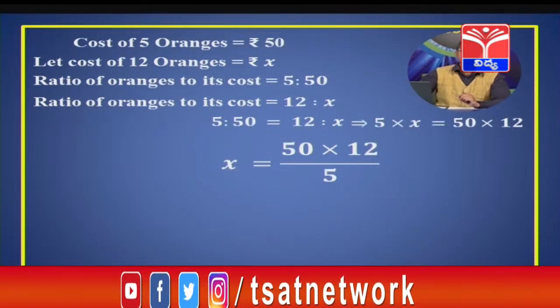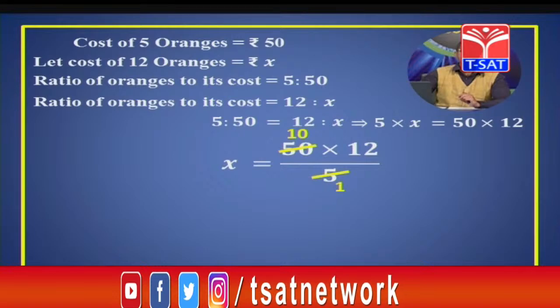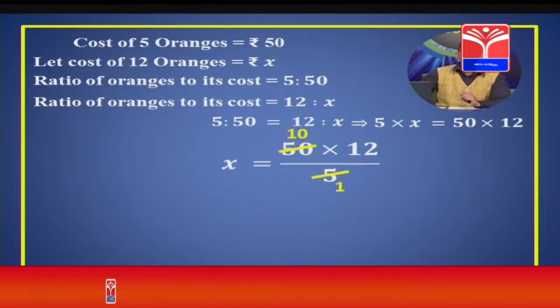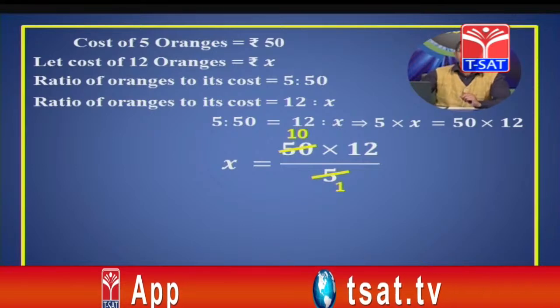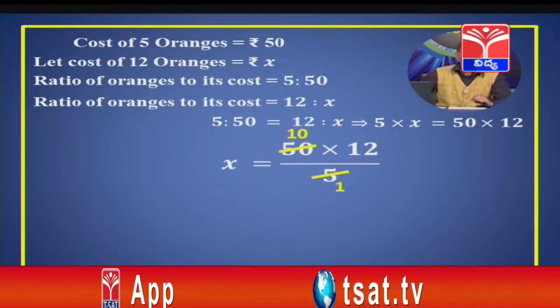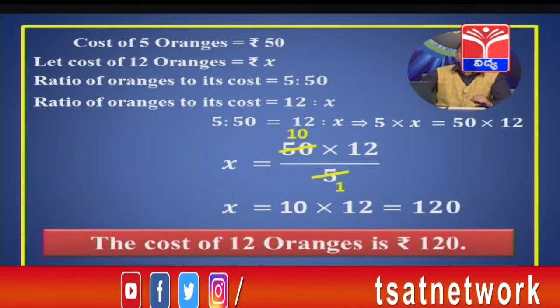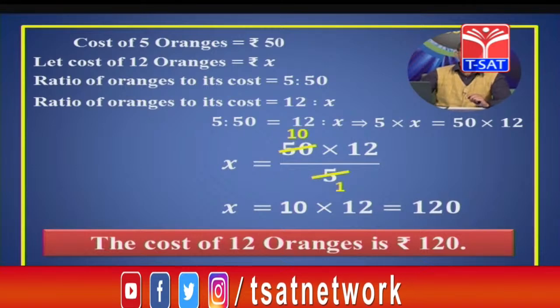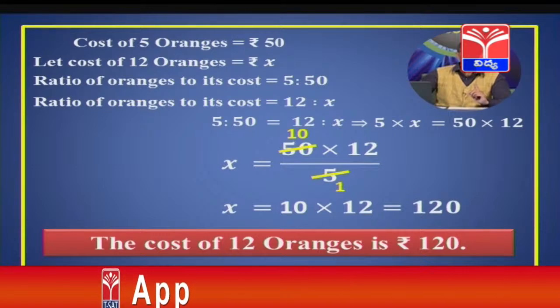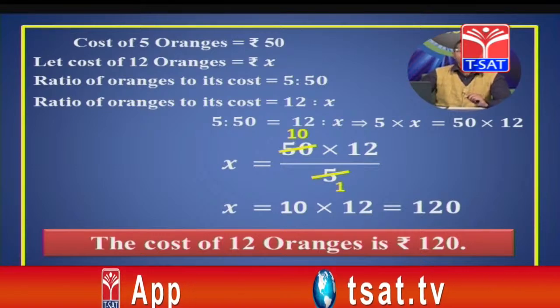Now, let us simplify this. Now, 5 goes 1 time and in 50 it goes 10 times. So, what is left now? 10 into 12. Now, what is the value of 10 into 12, children? That is right, it is 120. Therefore, we can say the cost of 12 oranges is 120 rupees. I hope you have understood the concept and also you have learned how to solve such type of word problems, children.